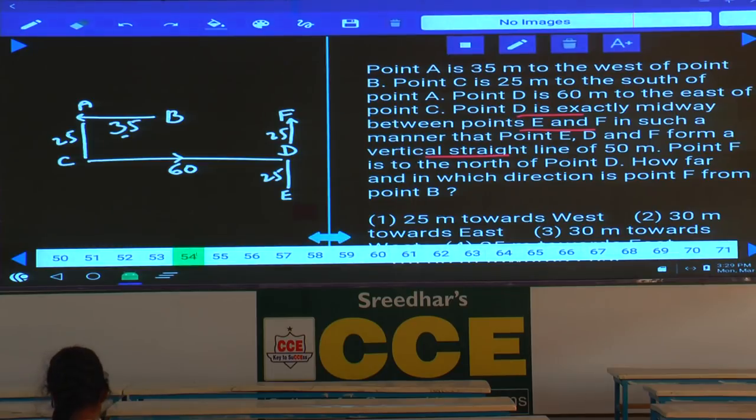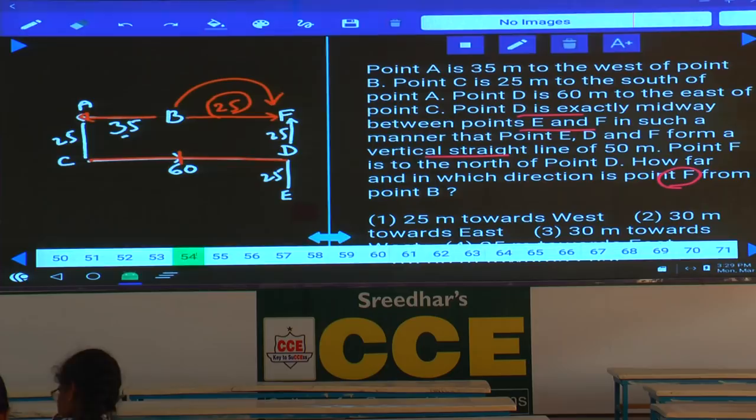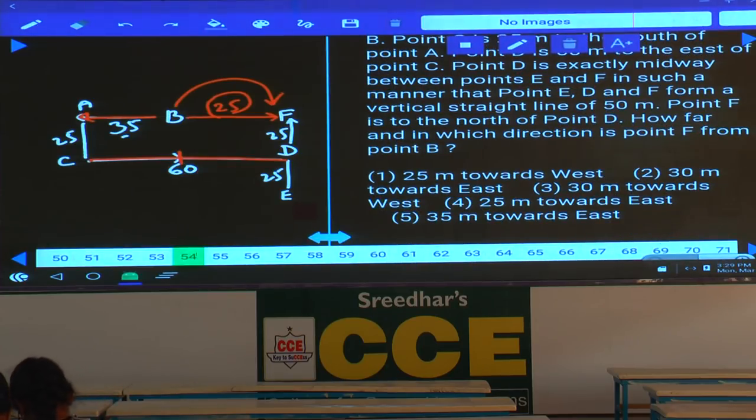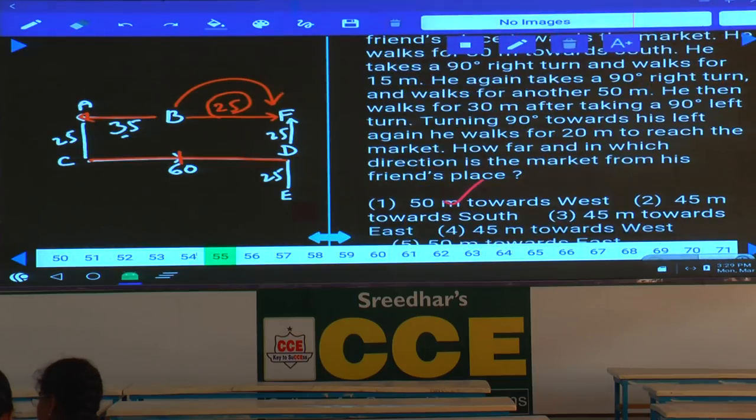How far and in which direction is point F from point B? Now we need to identify the distance between these two. Tell me what is the distance here? The total horizontal distance is 60, out of which this is how much? 35. And 60 minus 35 is how much? 25. That means up to here it is 35 and the remaining will be 25 meters. Now this F is towards which direction? East. Hence 25 meters east, that is given in choice 4. 54, choice 4.